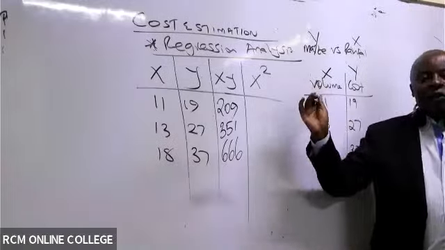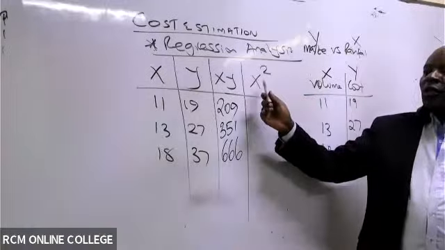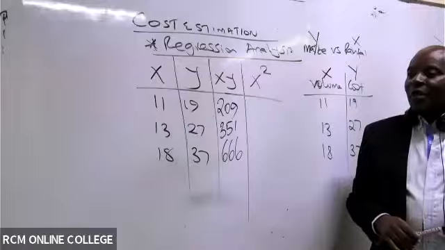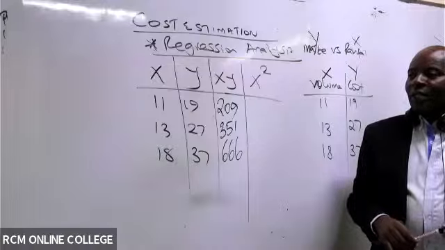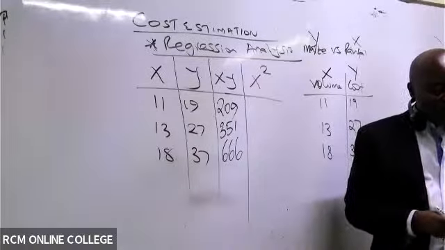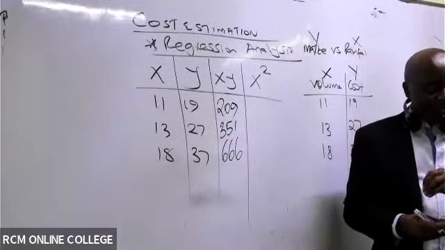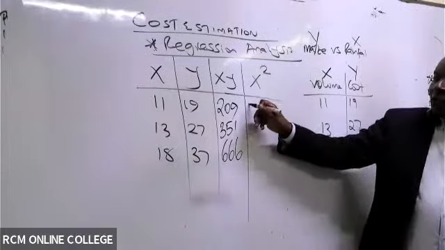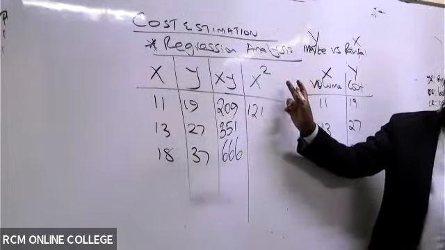One day, I asked a student what x squared is in this case here. The student told me that x squared here is 22. So this student took 11 times 11. When it is squared, it means x times x. So 11 times 11 gives me what figure? After all, your calculator has got a square function, isn't it?